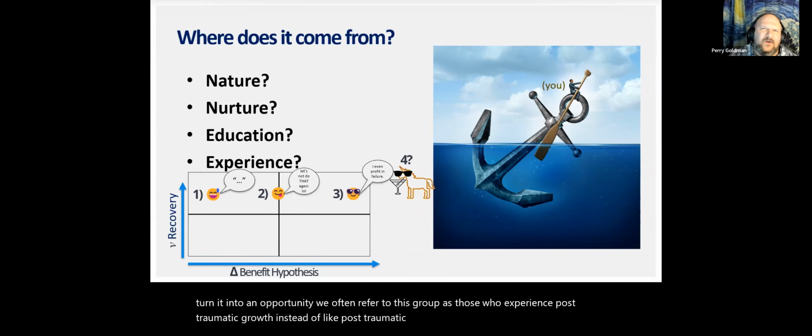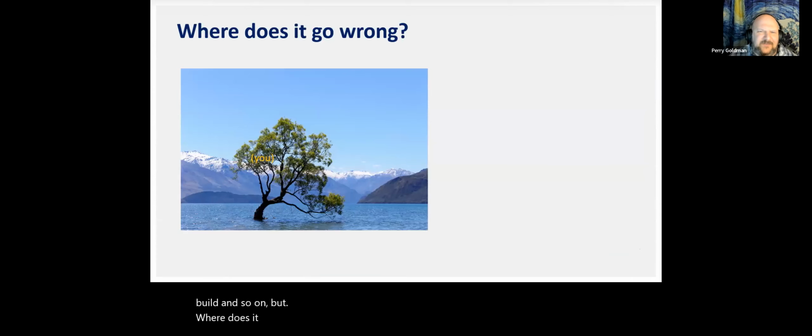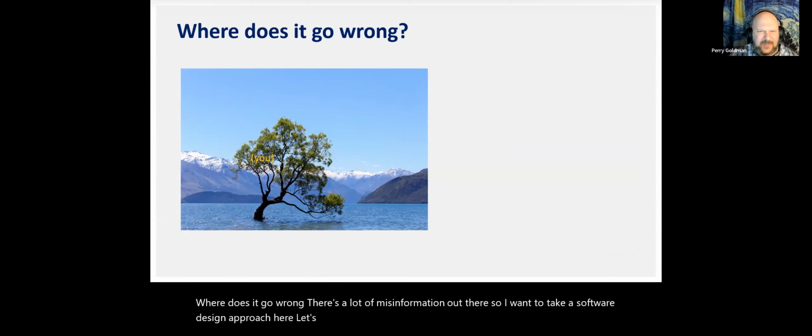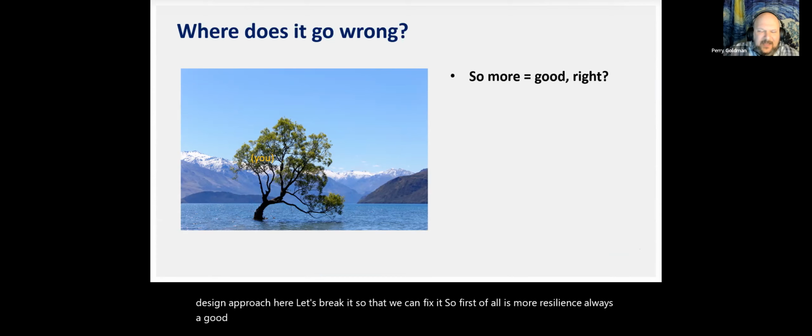So where does it go wrong? This is stuff that we could all hope for more of, aspire to, we could foster, we could build, and so on. But where does it go wrong? There's a lot of misinformation out there. So I want to take a software design approach here. Let's break it so that we can fix it. So first of all, is more resilience always a good thing? And the answer is no. If we overload with it, there is something wrong with that.